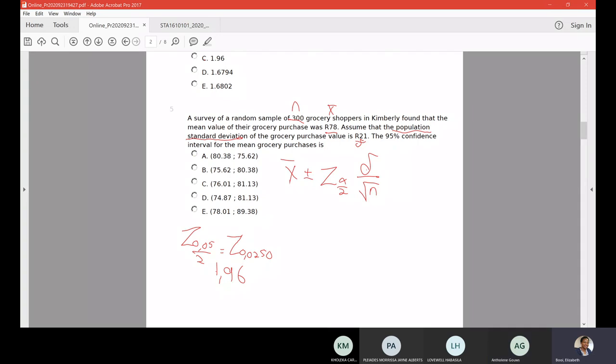Okay, let's substitute the values. The mean is 78 plus minus your Z of 1.96. The standard deviation is 21 divided by the square root of 300. Then I went and said 78 plus minus 1.96, and I solved the value in brackets, which my answer was 1.212436.